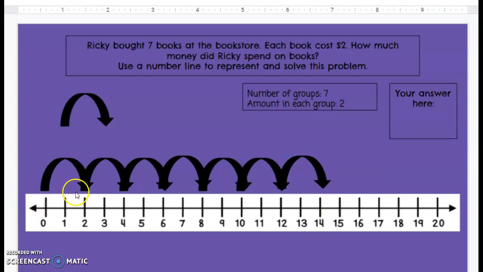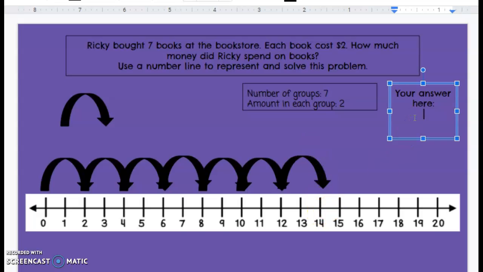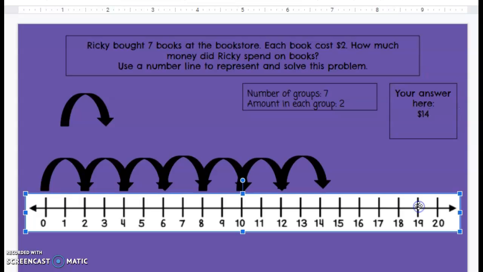One book was $2, 2 books would have been $4, 3 books would have been $6, 4 books would have been $8, 5 books is $10, 6 books is $12, 7 books is $14. So here, this is where you would type your answer, and the answer is how much money did he spend? You would just type $14, okay?